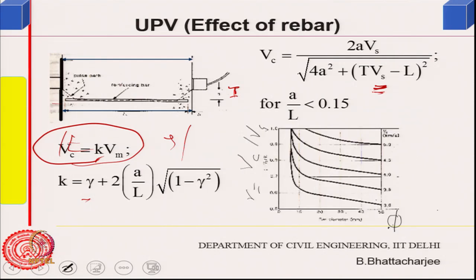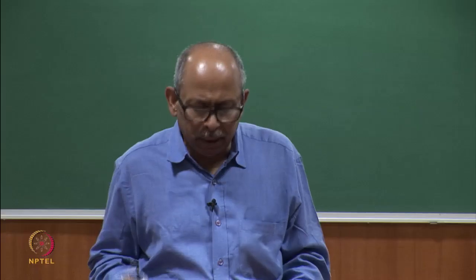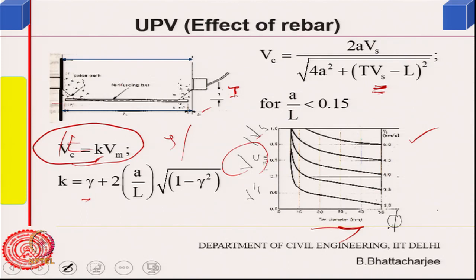This sort of curves are available, for example, this is bar diameter versus velocity ratio, which is the ratio of velocity of concrete divided by velocity in steel. This sort of curves are available for various diameters for measured values. So, one can use this kind of curves to estimate the correction, but normally we do not place the transducers here unless it is in precast units, a precast beam or something like that; otherwise you do not place it like this.